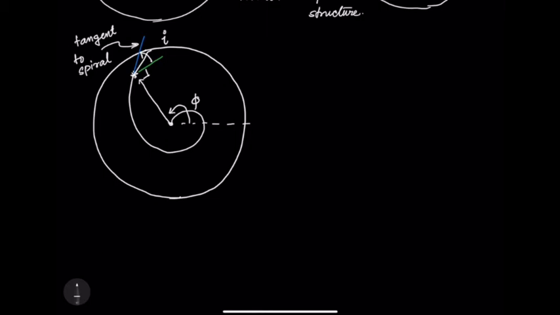Now I will not go through the calculation because it will take some time, but you can see that cotangent of the pitch angle in this case will be given by r del phi del r. This is just by the definition of the pitch angle. This will be true without any approximation, just from the definition of the pitch angle.